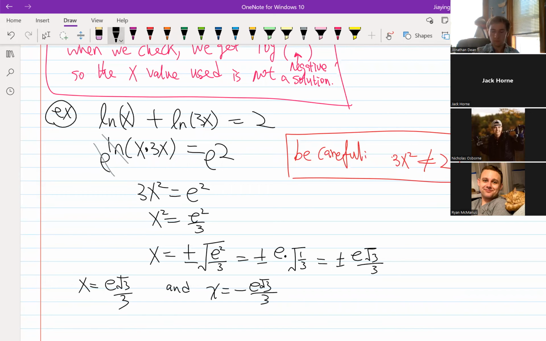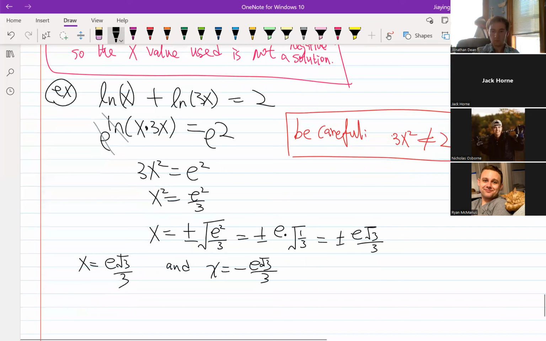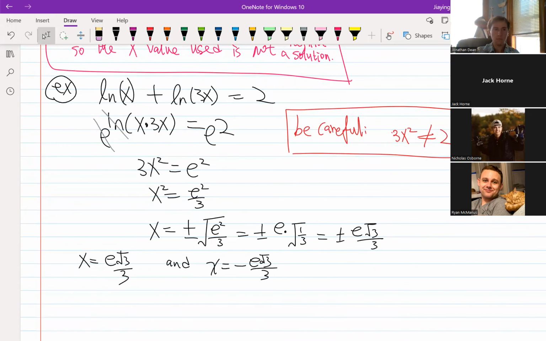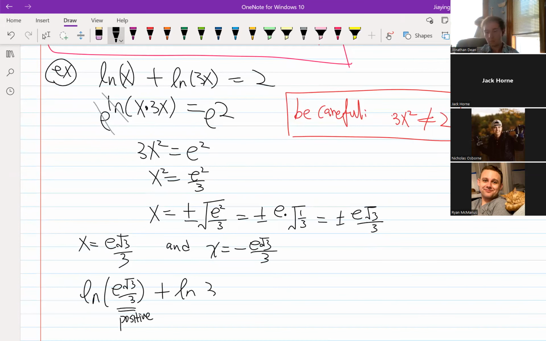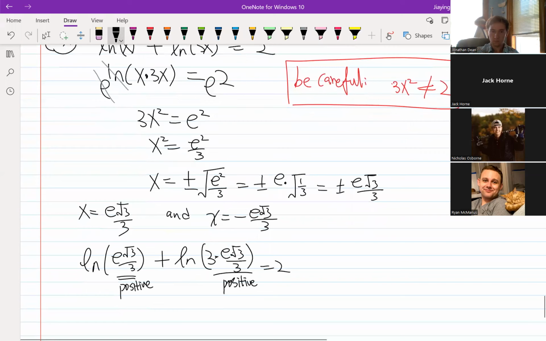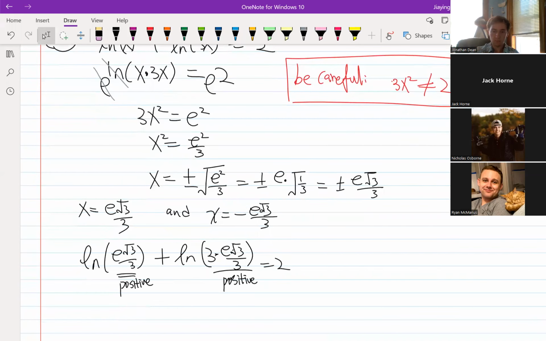Okay, so let's take them, put them into the equation, and see if both x values are solutions. If I put in the positive one, I get natural log of e to the root 3 over 3. Still, this is positive, that's good. Plus natural log of 3 times e to the root 3 over 3. Again, this is positive. That's equal to 2. That's good because inside the natural log, I get two positive numbers. Good. If we simplify, we should get the number 2.